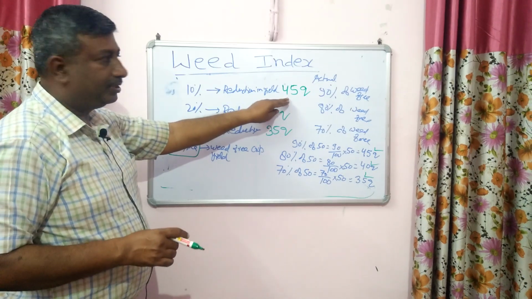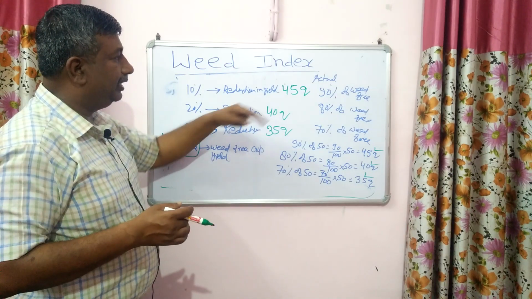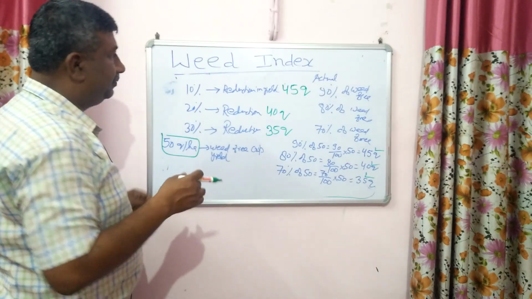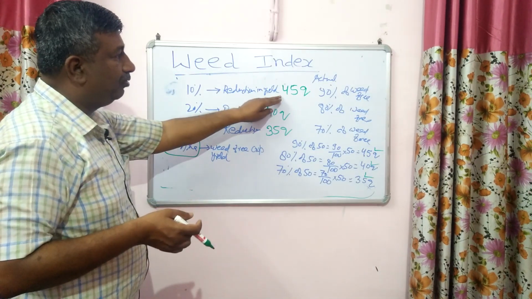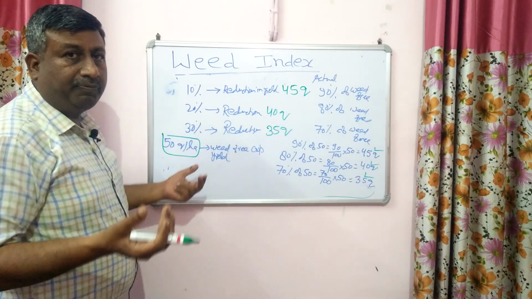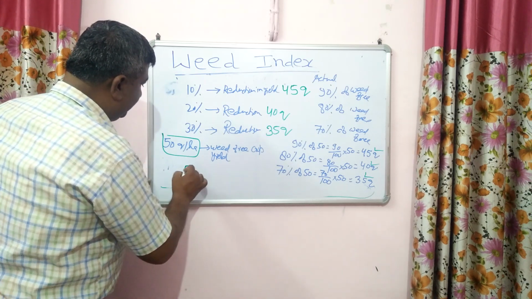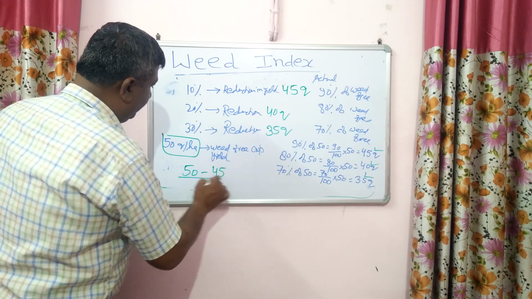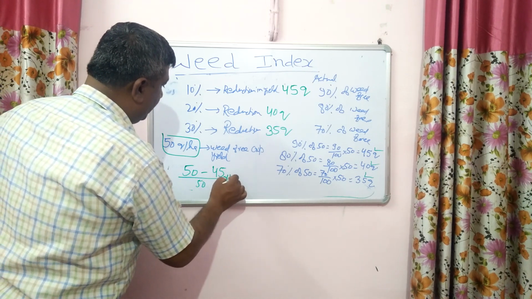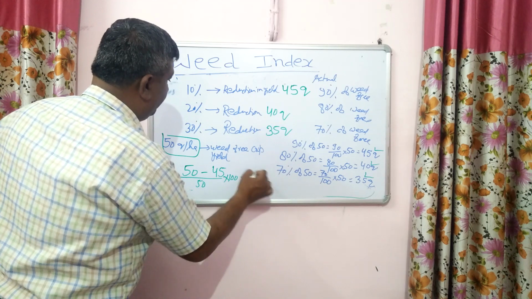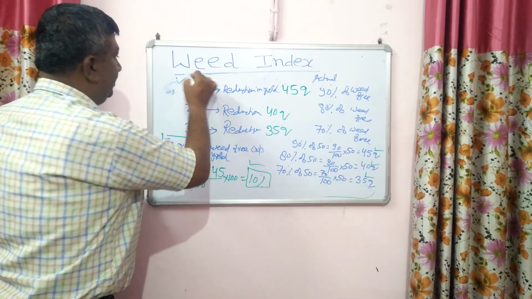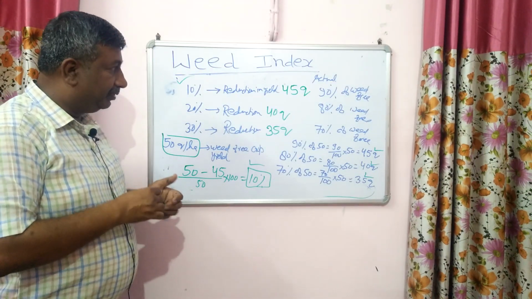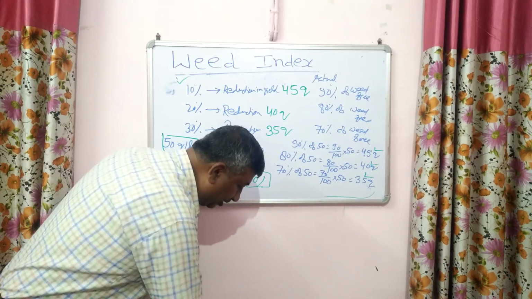आप इसको calculate भी कर सकते हैं, दोबारा reverse calculation हम कर सकते हैं. Suppose yield is 45 quintal, weed free is 50 quintal. Then what is the weed index? So weed index is weed free crop yield minus treated plot, 45, divided by 50 into 100, that is 10%. So reverse calculation भी हम कर सकते हैं, back calculation हम कर सकते हैं.